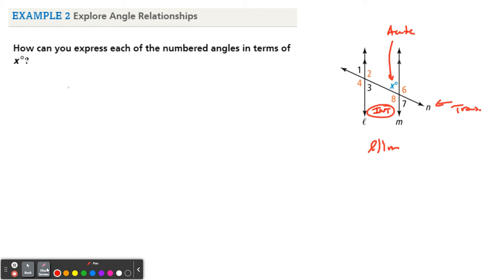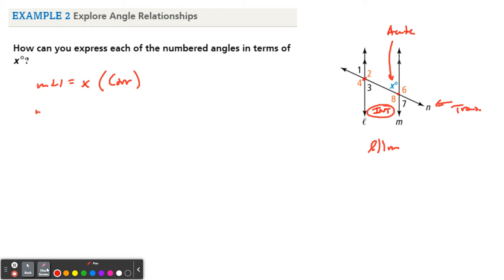So let's just start in order. Let's go with angle 1. How do I find the measure of angle 1 in terms of x? If you look at angle 1 and how it compares to x, think of these two intersection points: angle 1 is in the upper left, x is in the upper left. They're corresponding angles. They are going to be the same measure because they're both acute. So angle 1 will also be x, and that's because they're corresponding.